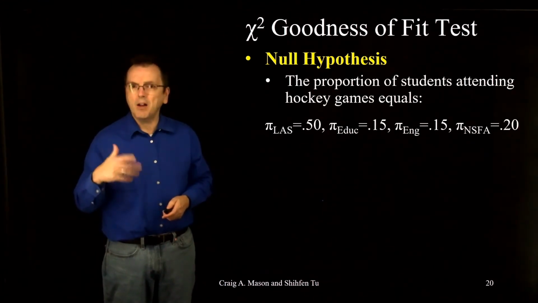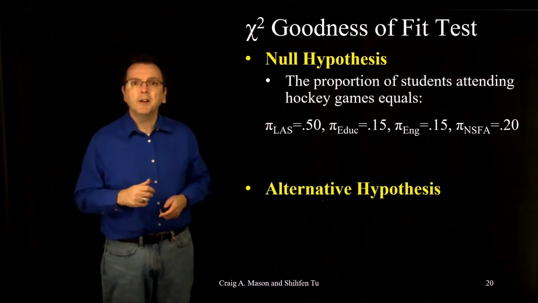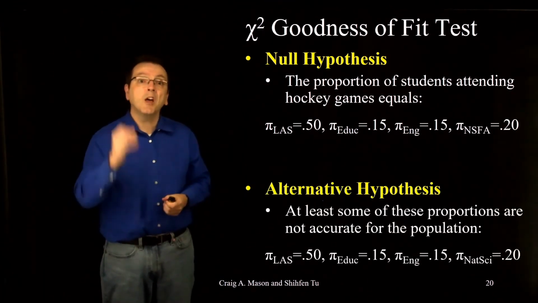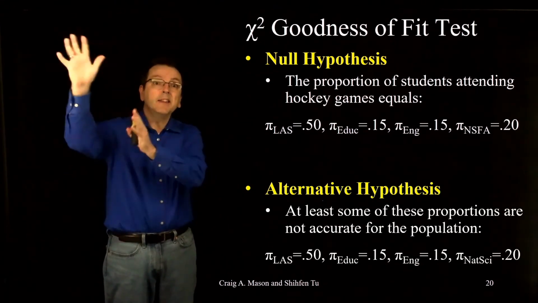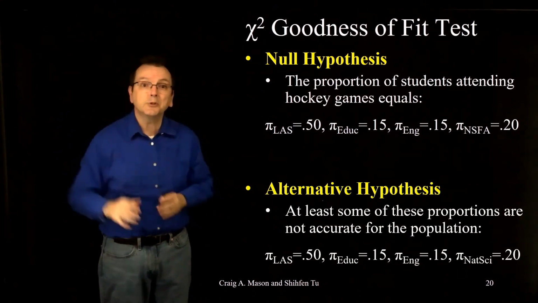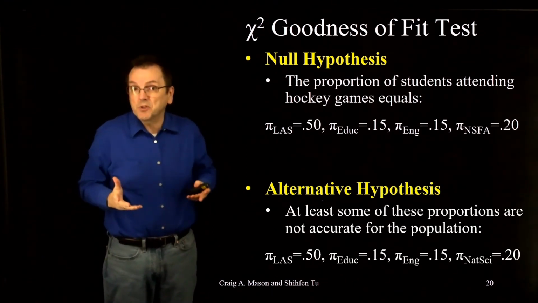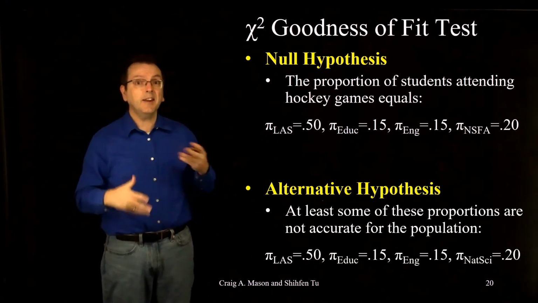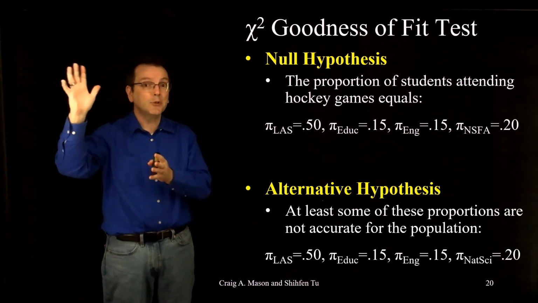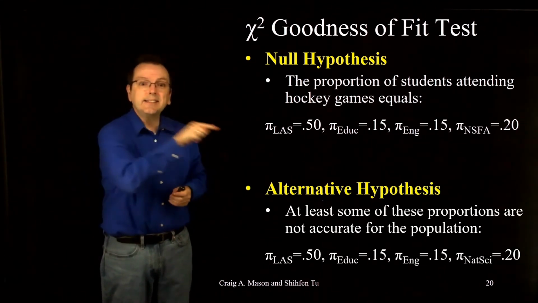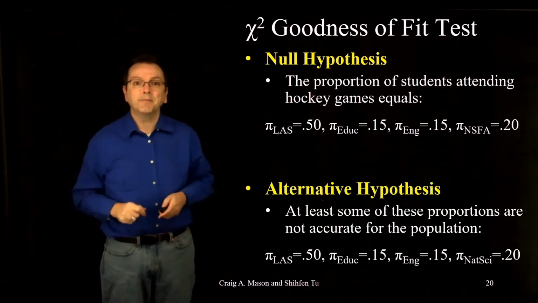And our alternative hypothesis would simply be that at least some of those proportions aren't accurate in the population of students who attend hockey games. We're not saying which values are wrong. We're just saying that that population of students who attend hockey games doesn't look exactly like that breakdown. All right?